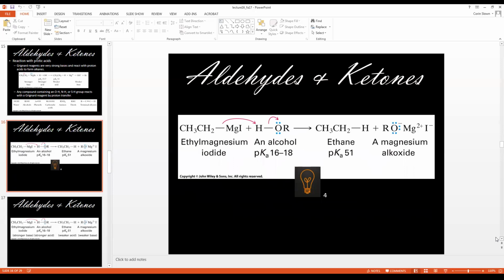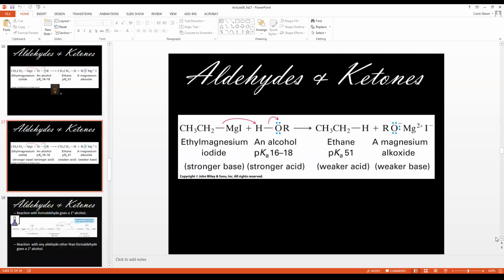So here's another example, including the mechanism. It's important to think about how these molecules react in terms of the direction or the movement of electrons. You should also be able to identify the conjugate acid, conjugate base, stronger acid, and stronger base.